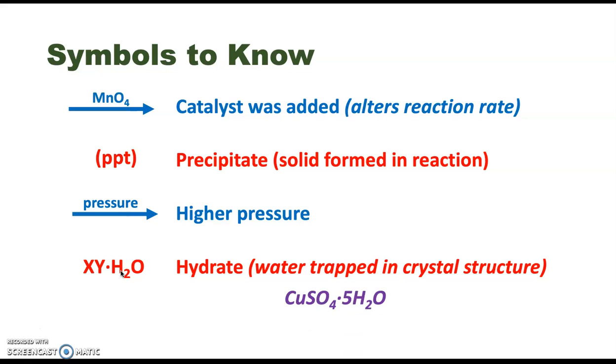So an example would be CuSO4·5H2O. This is an ionic compound. It has a crystal structure. So you think of the crystal lattice structure, and then trapped within that structure are a lot of little water molecules. Those water molecules are part of the crystal structure.